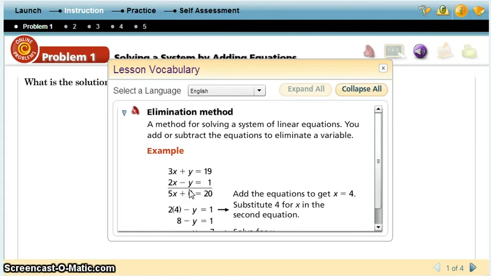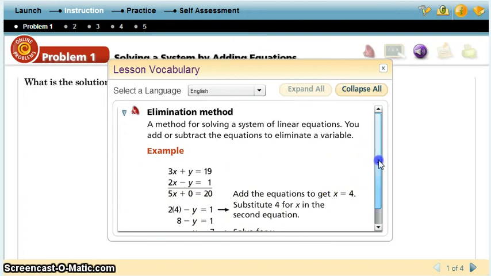So that's the elimination method. We eliminated the y, and we were just left with the x, and it made it much easier to solve that problem. So now we have the x value, which is 4. Now we're not finished. What you have to do next is pick an equation. It doesn't matter which one you pick, but substitute the 4 in for x. Now they chose the second equation, and they put 4 in place of the x value. So instead of 2x minus y equals 1, we now have 2 times 4 minus y equals 1.